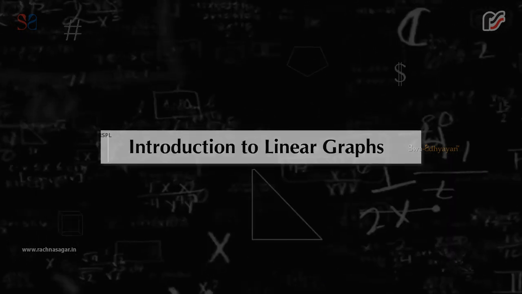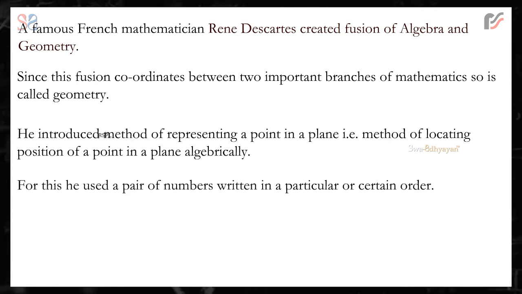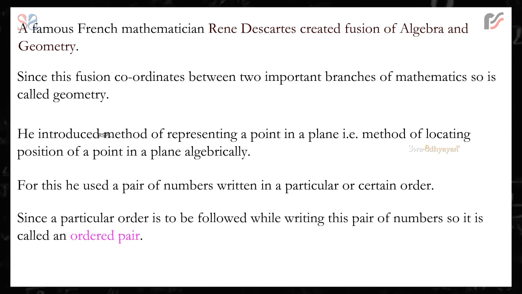Introduction to Linear Graphs. A famous French mathematician, René Descartes, created a fusion of algebra and geometry. Since this fusion connects two important branches of mathematics, it is called coordinate geometry. He introduced methods of representing a point in a plane, that is, a method of locating the position of a point in a plane algebraically. For this, he used a pair of numbers written in a certain order. Since a particular order is to be followed while writing this pair of numbers, it is called an ordered pair.